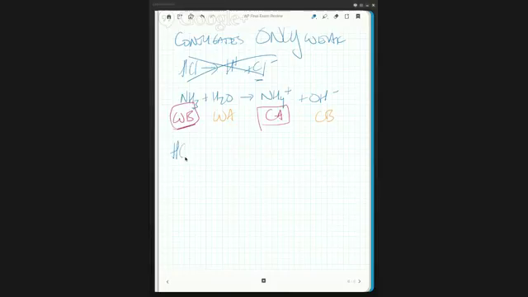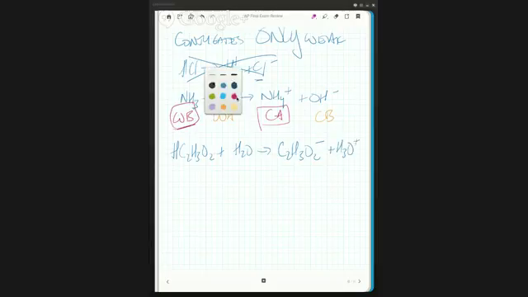Let's pick another one, another favorite of mine: HC2H3O2 plus H2O gives us C2H3O2 minus plus H3O plus. Since we already started with orange, we'll leave it there. This is your weak acid. This is its conjugate base. And then this is the weak base and its conjugate acid. And really, here, you're looking at this one.